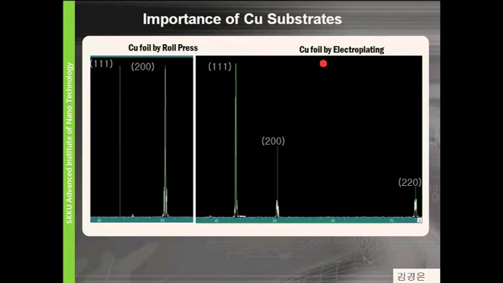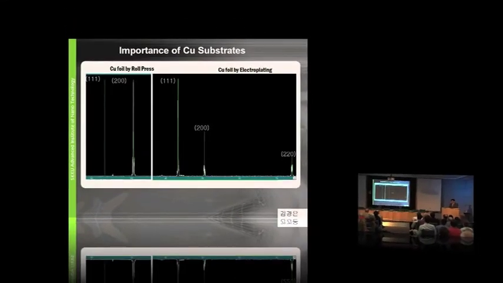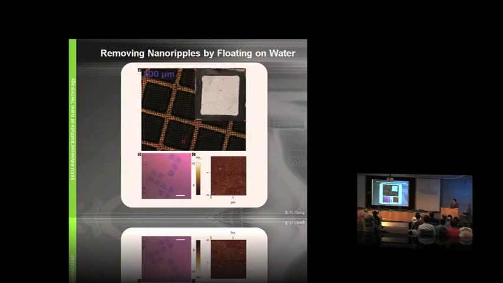So if you use roll-pressed copper foil, most of the crystalline orientation is 200. But for the electroplated copper, it's mostly 111, which has a lower surface energy. So I think we are trying to use this method to get a 111-dominant surface to enhance the sheet resistance of graphene, but we don't have any results now.